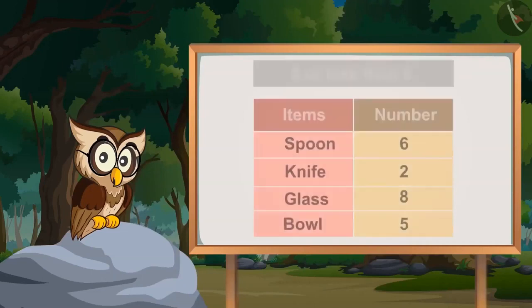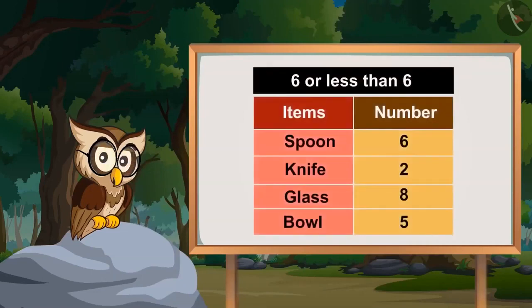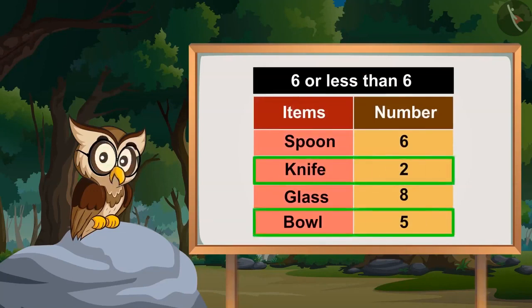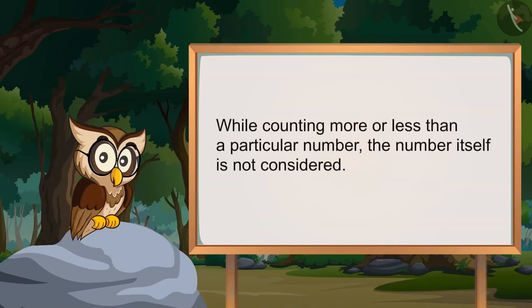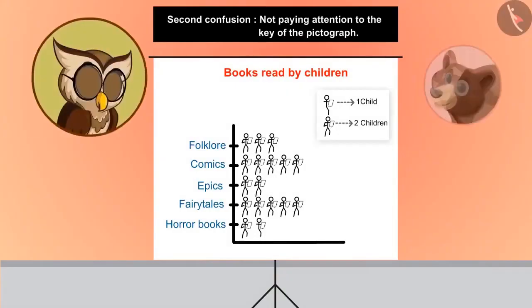Similarly, if we look at the numbers of items which are either 6 or less than 6 in the tabular form, we will get knife, bowl, and spoons. So now your confusion must have been cleared. While counting more or less than a particular number, the number itself is not considered.